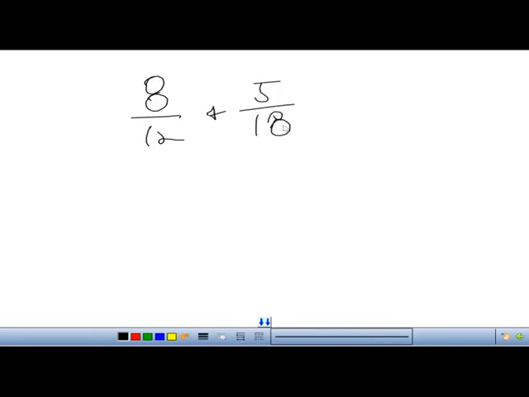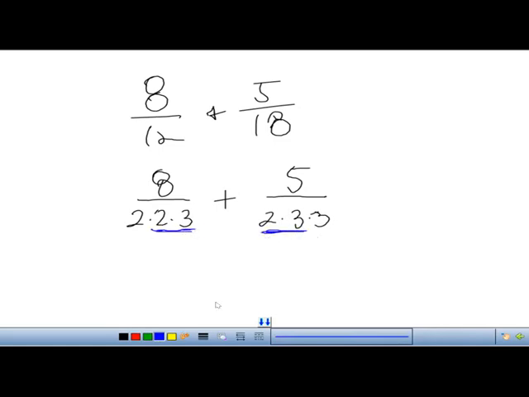All right. So first, let's factor the denominator in prime factors for both. I'm going to bring down the numerators, 8 and 5. Prime factors of 12 are 2 times 2 times 3. Prime factors of 18 are 2 times 3 times 3. All right. So what do they have in common? In common, they have a 2 and a 3.